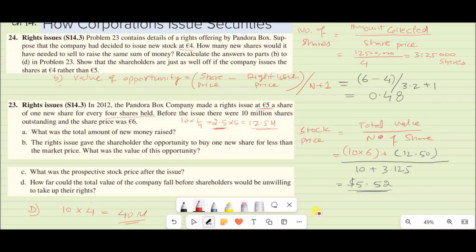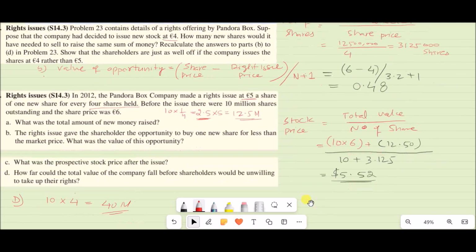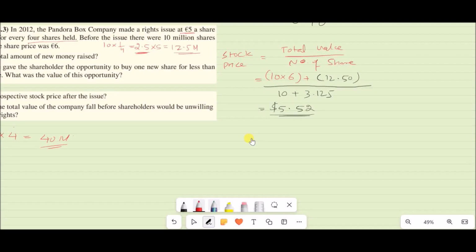One more point given in question 24 is to show that the shareholders are just as well off if the company issues the shares at $4 rather than $5. So suppose you had 3.2 shares in a company and each share price is $6, by multiplying it your wealth will be 19.2. Now you are given one more share at 4, so you have 4 more dollars, right? So your total wealth is 23.20.